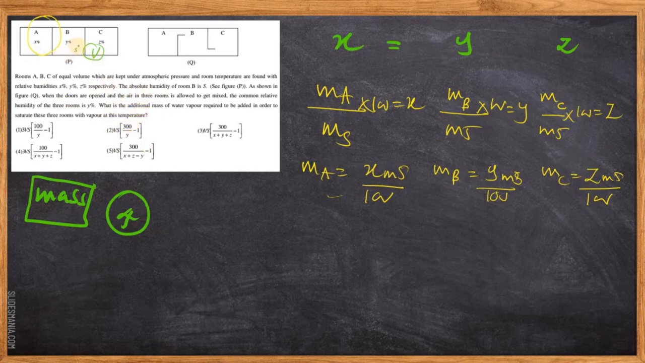Then the other data that is given for us is this S value. What is S? Absolute humidity. Absolute humidity is mass divided by volume, right? So if I write the absolute humidity for B, that's MB divided by volume, right? That is equal to S. So MB equals VS. We can use this equation here.